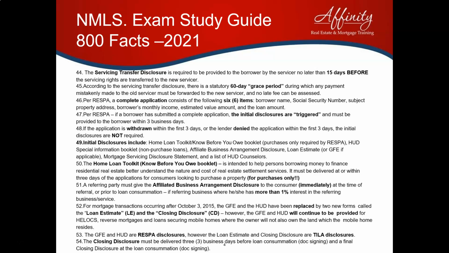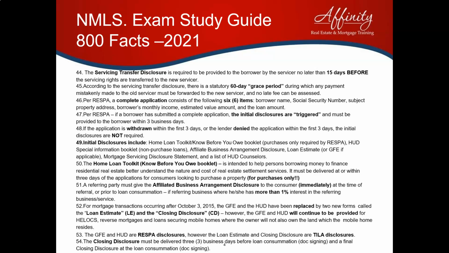Per RESPA, a complete application consists of the following 6 items: borrower name, social security number, subject property address, borrower's monthly income, estimated value amount, and the loan amount. Per RESPA, if a borrower has submitted a complete application, the initial disclosures are triggered and must be provided to the borrower within 3 business days. If the application is withdrawn within the first 3 days, or the lender denies the application within the first 3 days, the initial disclosures are not required.